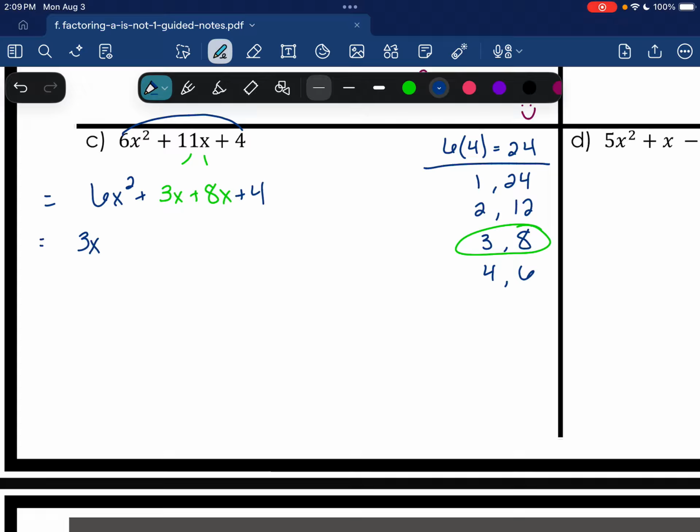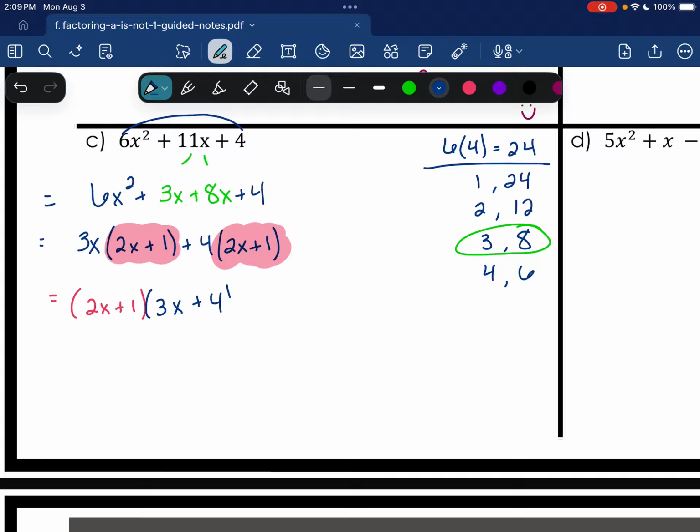That'll be 3x, leaving behind 2x plus 1. Then we'll be able to take out a 4, again leaving behind 2x plus 1. And so now these are our one big GCF that we're going to factor out to the beginning here. So we'll have 2x plus 1, and then we'll have 3x plus 4.